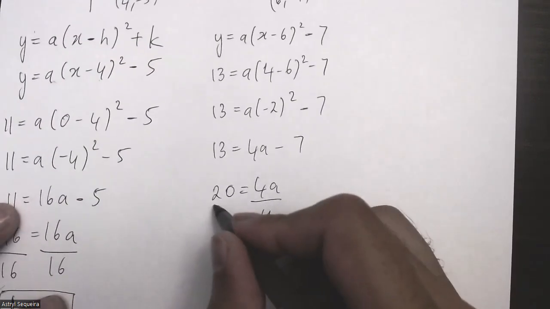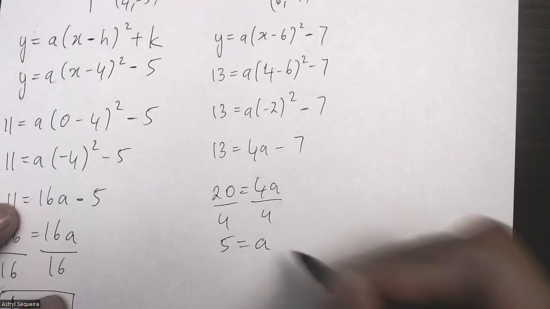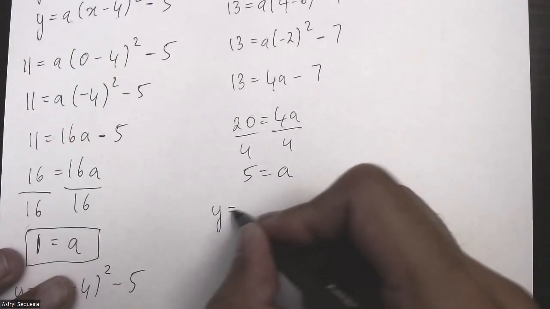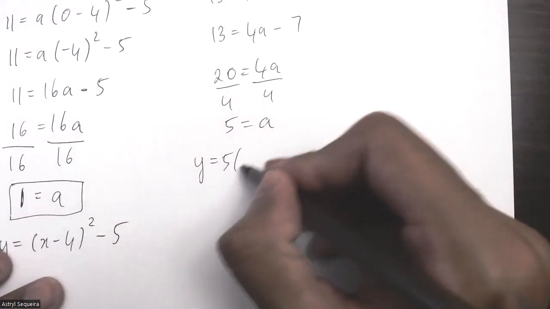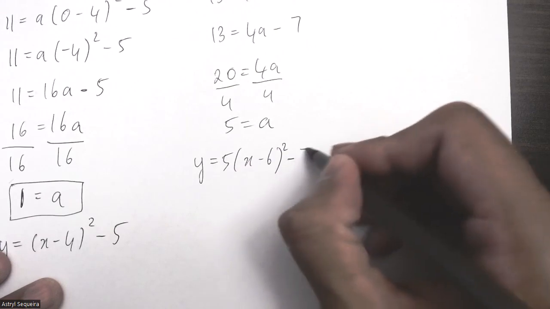And then divide by 4 on both sides. So I get 5 for my a in this one, which is good. And actually write it. So I'm going to rewrite this equation here with the a value that I found, 5(x minus 6) squared minus 7.